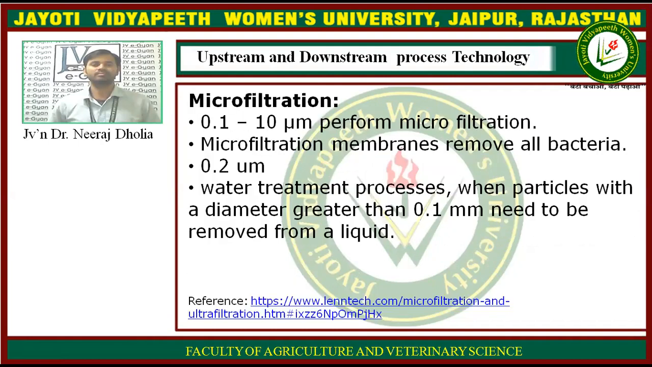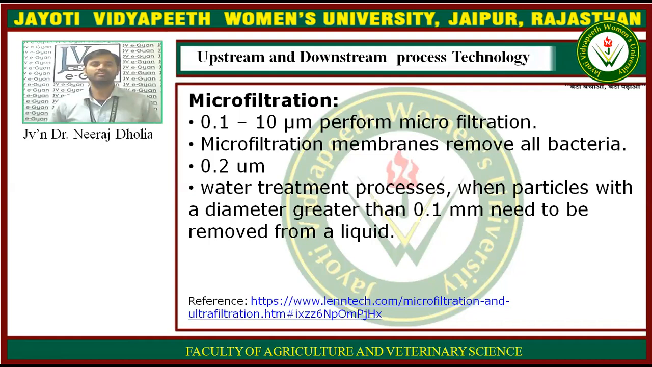Moving forward, microfiltration. So what is microfiltration? Filtration at the micron level is known as microfiltration. The range of microfiltration is 0.1 to 10 micrometer. At this extent, it can separate out insolubles. If the insoluble particle size is 0.1 to 10 micron, it can remove those insolubles.